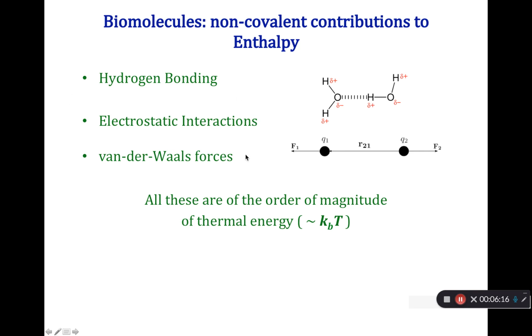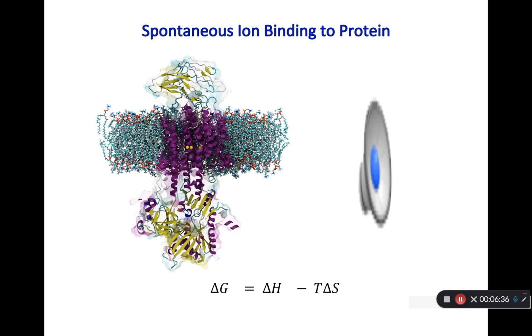All of these are of the magnitude of thermal energy, so they're very, very small. Here Kb is the Boltzmann constant and T is temperature. So these are very, very small forces, but when they work in concert, they can lead to self-assembly and evolution of biological systems. So let's take a few examples of spontaneity.